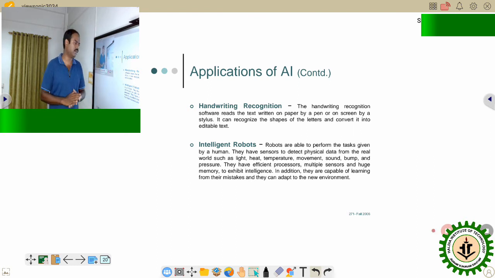And intelligent robots, as we have already discussed. There are some factories that have already robotized or mechanized their systems, and computerized their systems with 100% accuracy.